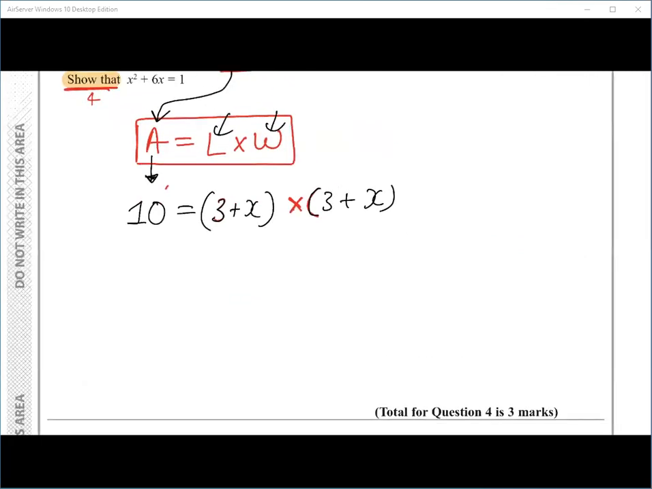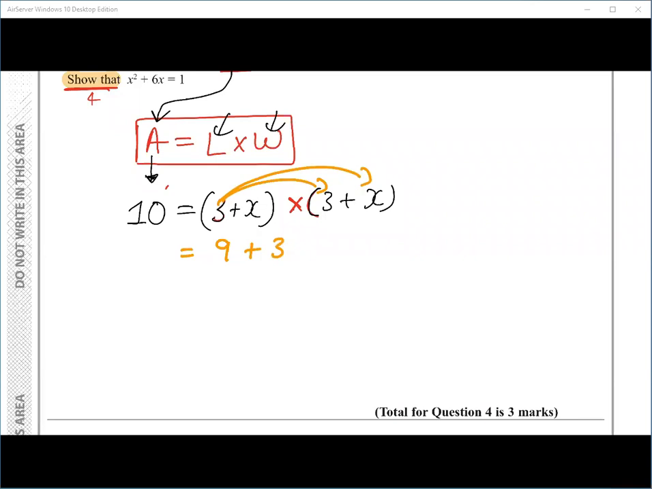Now, they're talking about area. What do we need to do with these double brackets? Expand them, multiply them. You know how to expand brackets? Yeah. Okay, go on then. So would you do 3 times 3 and then 3 times x, which would give you 9, and then x squared. And then you do x times by 3.